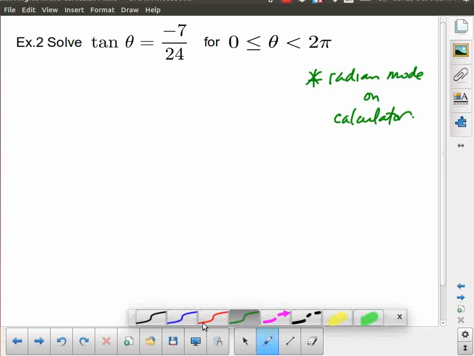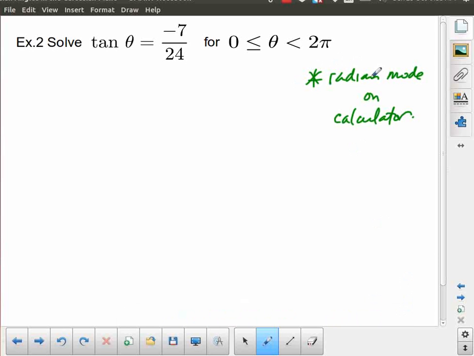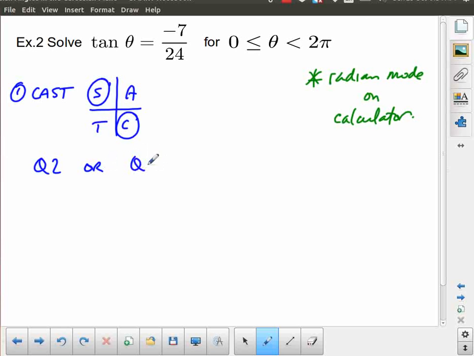Okay, you've been doing everything in degree mode for a long time, but we're now switching over to Radian mode. So the way that I'm going to do this, the first thing I need to do is figure out what quadrant I'm going to be in. So I'm going to use my CAST rule. And I can see here I've got tan is negative. So where is tan negative? Tangent is negative in these two quadrants. So that tells me that my answers are going to be in quadrant 2 or quadrant 4. Those are my two possible answers from this.